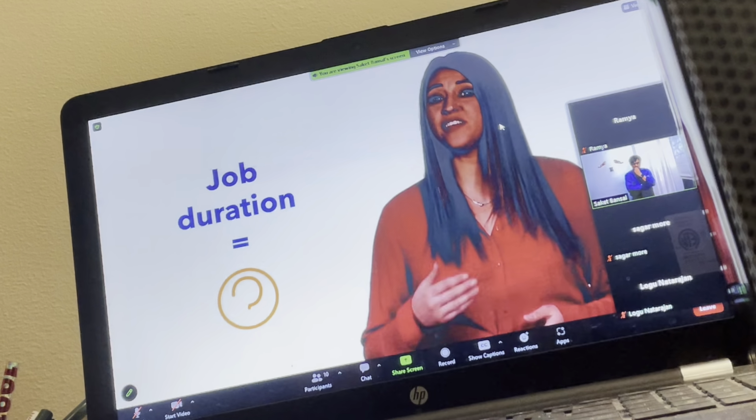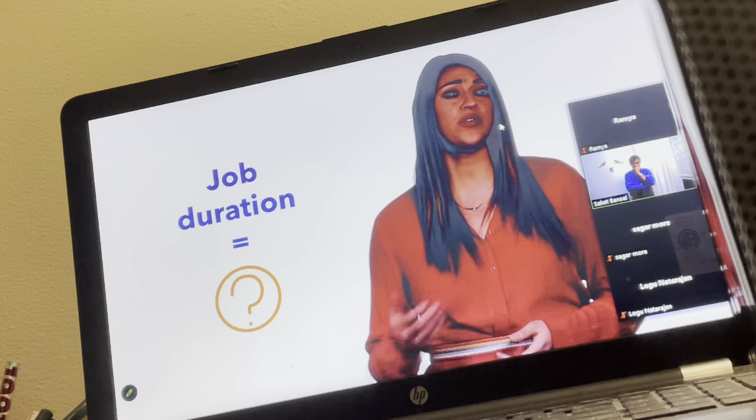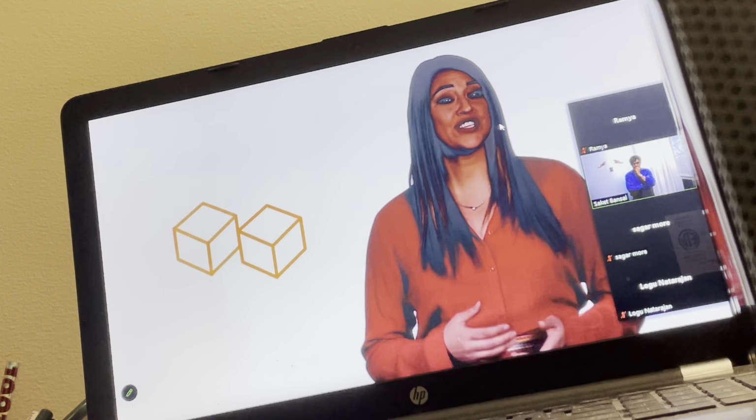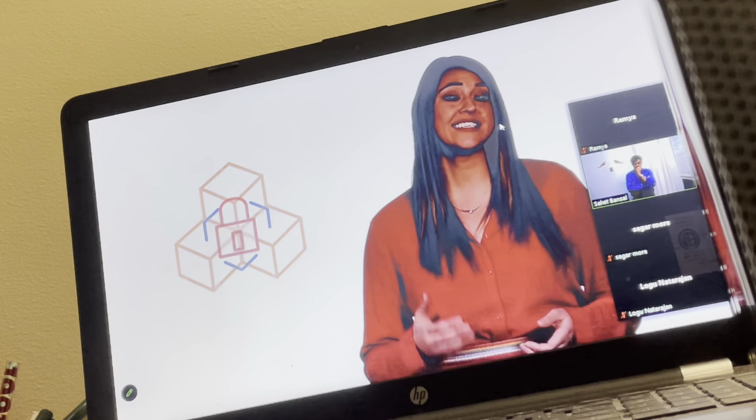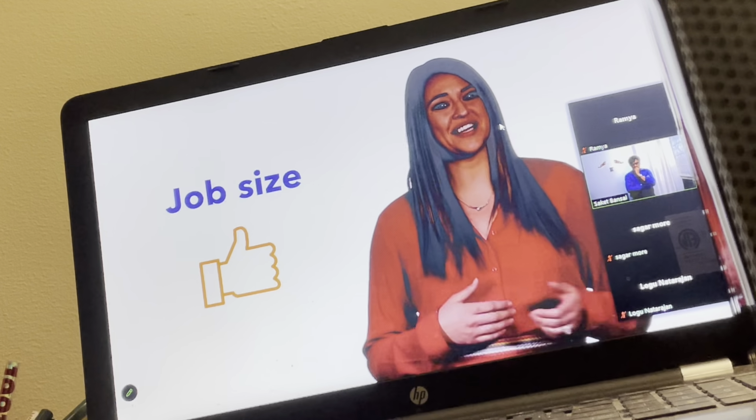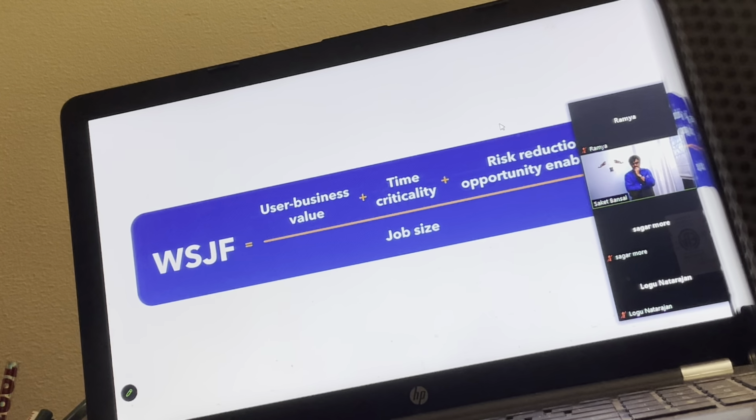Job duration can be difficult to determine, especially early on when we might not know who'll do the work or the capacity allocation that can be applied. Fortunately, in systems with fairly fixed resources, job size is a good proxy for the duration, so we can use job size as the denominator. This gives us the following formula for calculating WSJF.